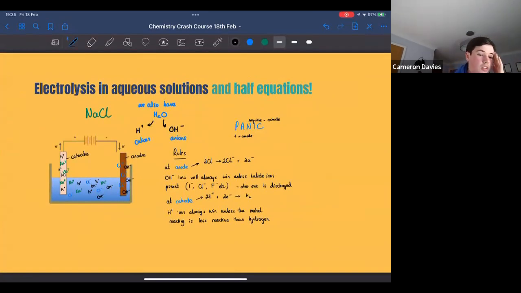I'm conscious we need to move on to the other topics, so if you could just copy anything down quickly, it'd be great. Yeah, platinum is the unreactive electrode. It's usually platinum, but it might be something else like silver.